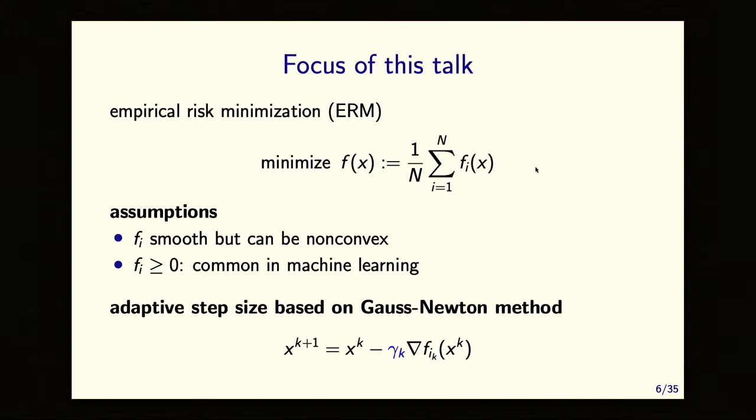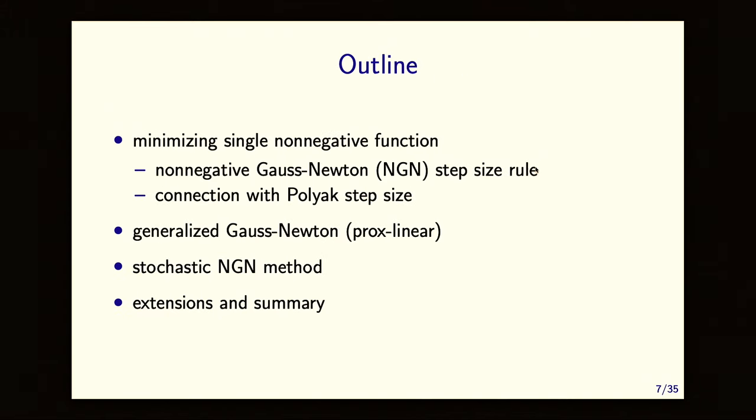So this is the outline of the rest of the talk. We first focus on how to deal with a single non-negative function instead of the finite average. After that, it will be clear how we do the average case. Then that will make a connection with the Polyak step size. Then we discuss more general versions of the algorithm, like the general prox-linear algorithms. And then we come back to the finite sum, or empirical risk minimization problem, and talk about the stochastic non-negative Gauss-Newton method. And then there are some interesting extensions.